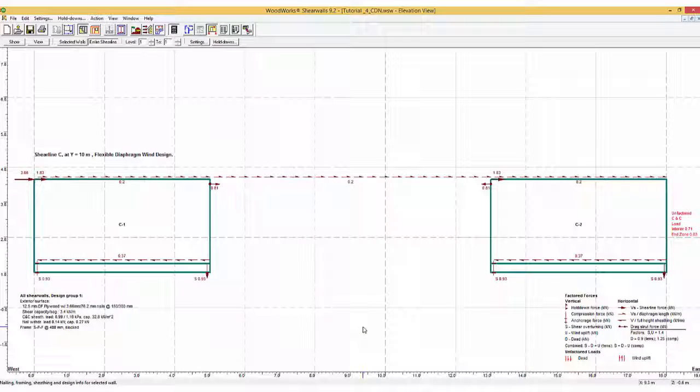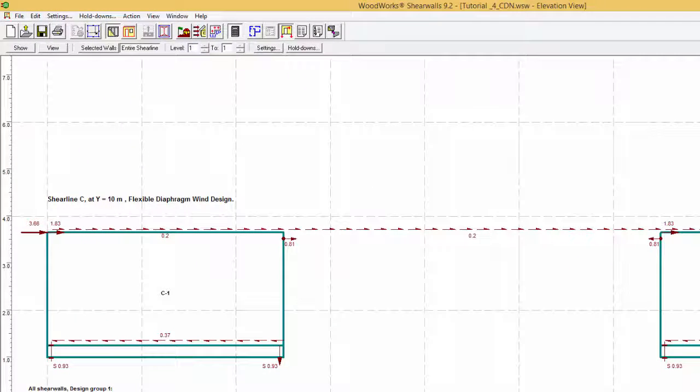Both flexible and rigid diaphragm analyses are performed if possible. A rigid analysis must have all shear lines loaded in order to work. We will therefore delete all the loads and enter a seismic line load on one shear line and rerun the design.